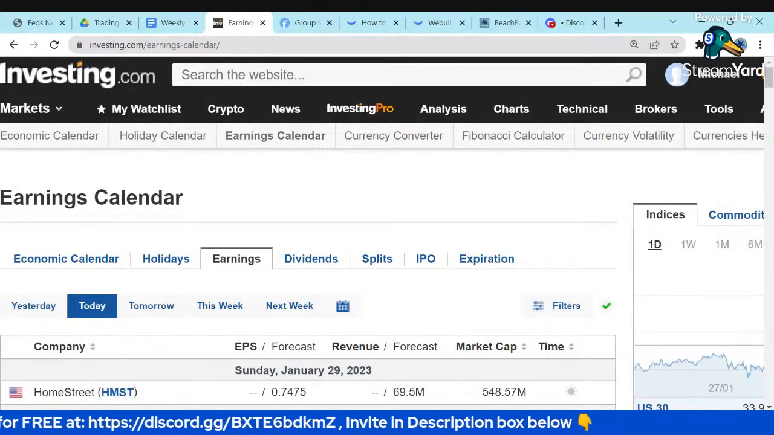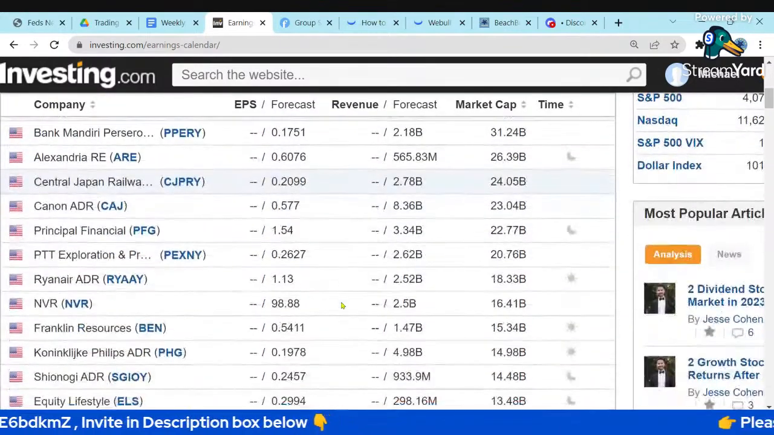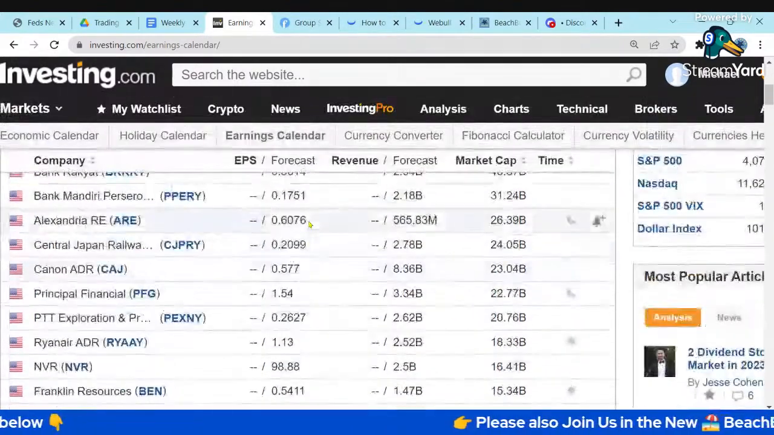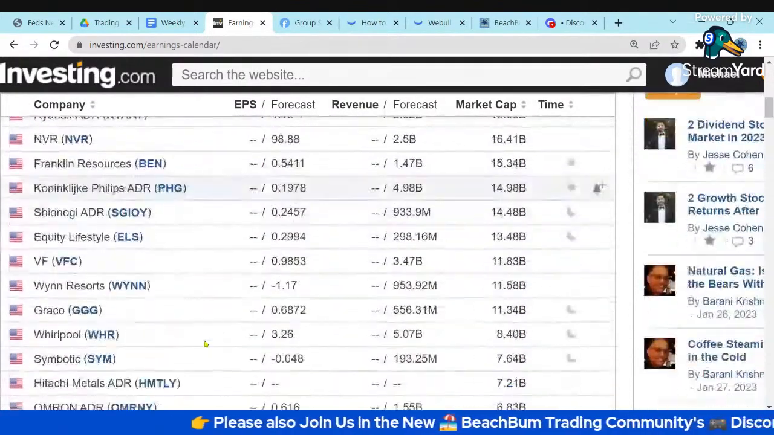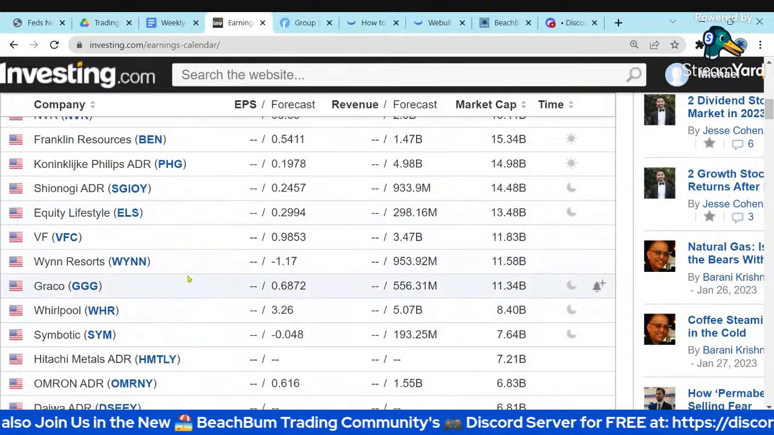So again, we've got a lengthy calendar. I'm not going to go through it in detail. You can look for companies of interest to you that you're looking at buying, or in a segment. We've got some banks, etc., in a segment that you were either holding or interested in making a buy.